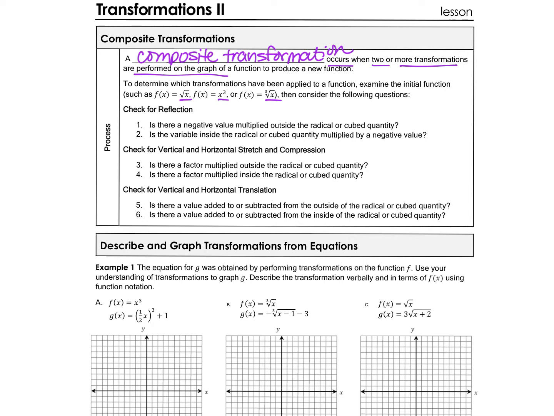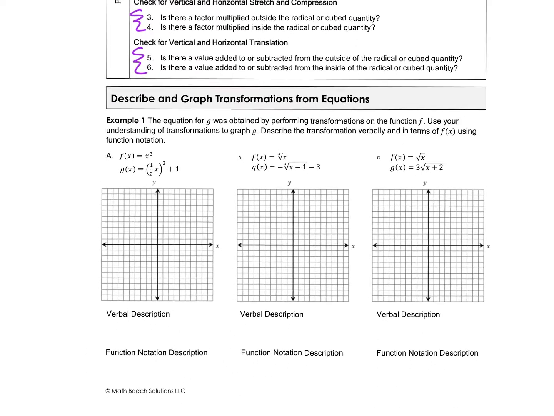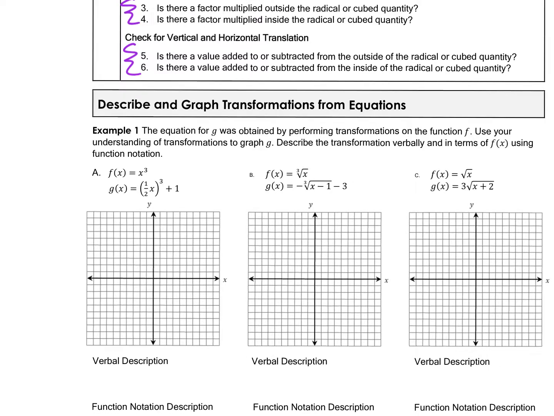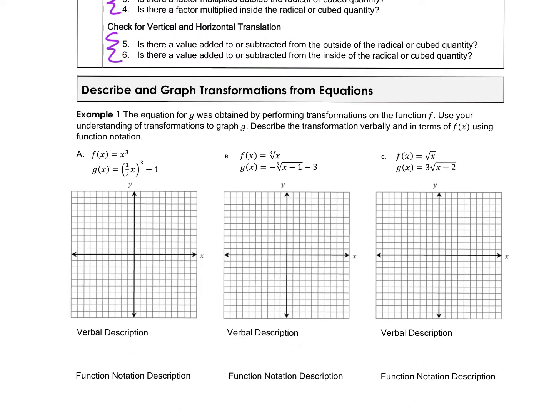Your process, you're always looking for a reflection based on these two things: vertical and horizontal stretch or compression, and vertical and horizontal translation, which is your shift. Okay, so first thing we're going to do is we're given the parent function, and then we're given a new function. We're going to use our understanding of transformations to graph that new function. Then we can talk about the function notation.